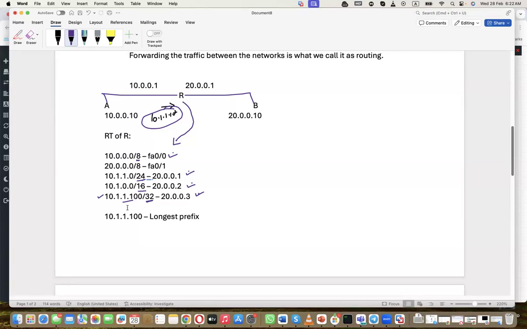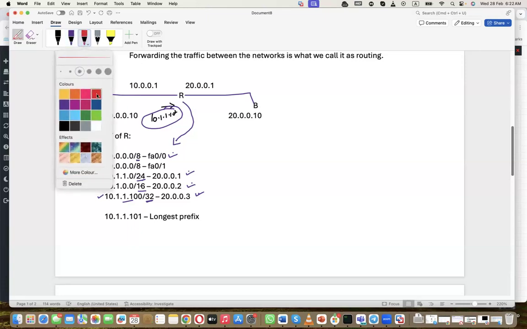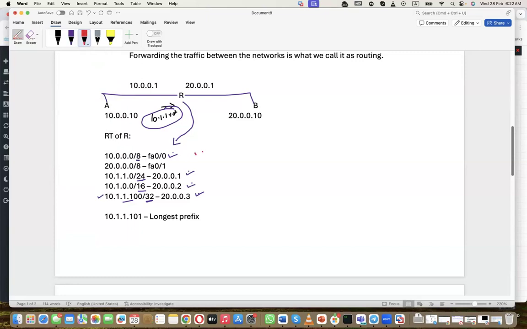Okay, now what I have done is I just changed it to 10.1.1.101. Now the router has to forward the packet to 10.1.1.101. In this case, this is matching, but this is not matching. That means I have three different entries matching for the received packet. Now, which entry will be used for forwarding? Out of these three entries, which has the longest prefix? 8, 16, and 24. So the packet is going to be forwarded according to the 24 entry. So the packet will be forwarded to someone who has an IP address of 20.0.0.1.